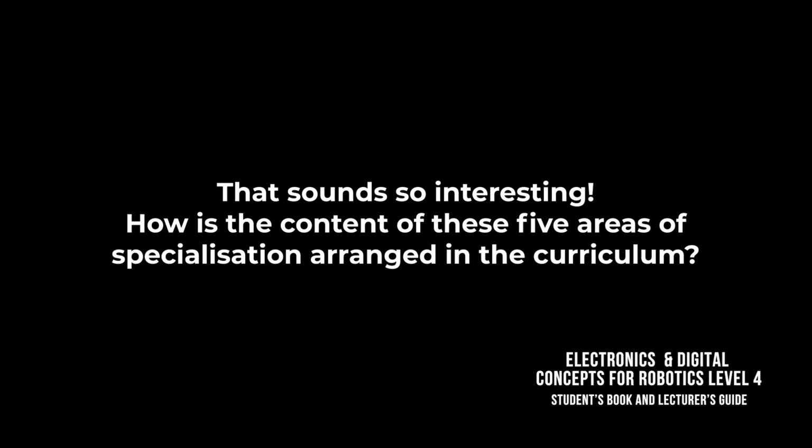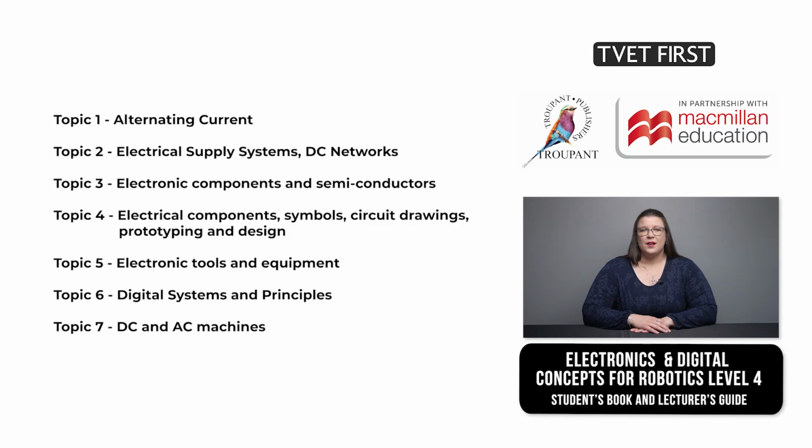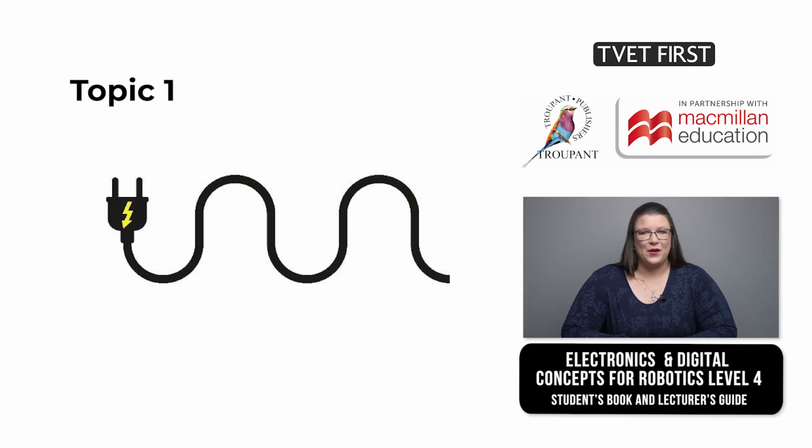That sounds so interesting. How is the content of these 5 areas of specialization arranged in the curriculum? The content of EDCR Level 4 is arranged into 7 topics. The topics are in the table on your screen. Topic 1 is called Alternating Current Theory. It deals with electronic and digital concepts for robotics. This topic includes waveforms, RC, RL, and RCL circuits, as well as parallel and series AC circuits, and provides a thorough understanding of alternating current theory.